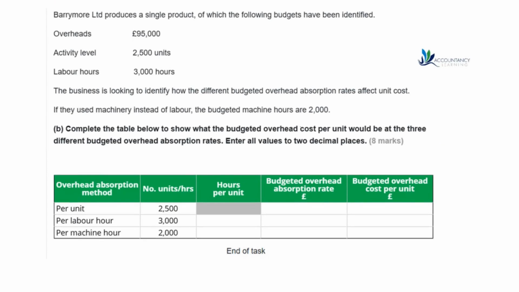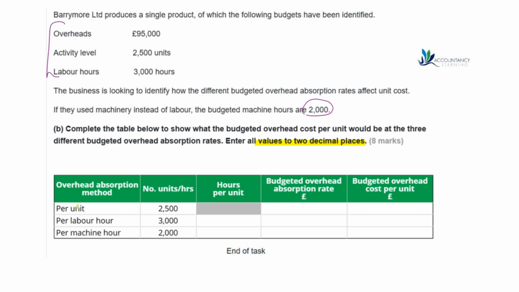Barrymore Limited produces a single product of which the following budgets have been identified, and we're given a number of different bits of information. The business is looking to identify how the different budgeted overhead absorption rates affect unit cost. If they used machinery instead of labour, the budgeted machine hours are 2,000. Part B asks us to complete the table below to show what the budgeted overhead cost per unit would be at the three different budgeted overhead absorption rates. And we need to enter all values to 2 decimal places.